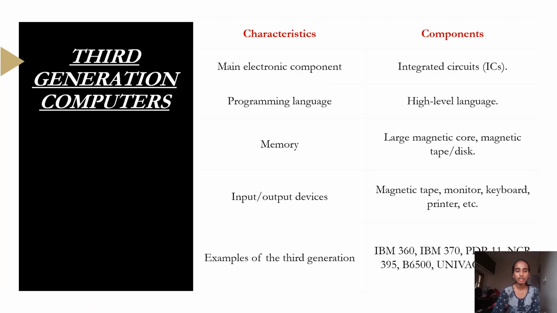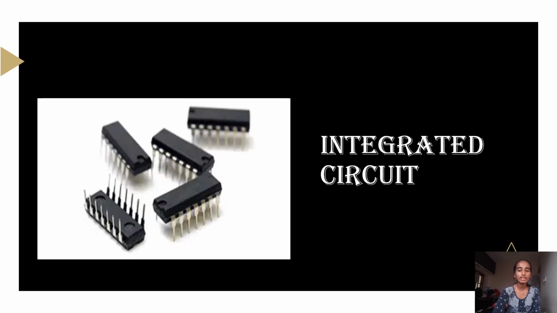Let us see the third generation computers' characteristics and components. The main component used in the third generation computer is integrated circuits. The programming language used is high level language. Memory is large magnetic core, magnetic tape or disk. Input output devices are magnetic tape, monitor, keyboard, and printer, etc. Examples for the third generation computer are IBM 360, B6500, UNIVAC and IBM 370. Before moving on to the fourth generation, this is an integrated circuit which is used in the third generation computer.